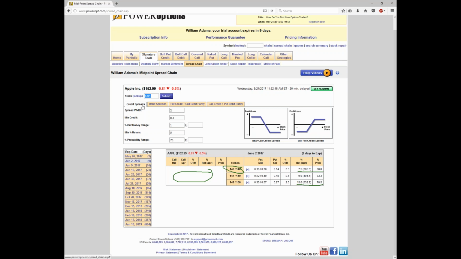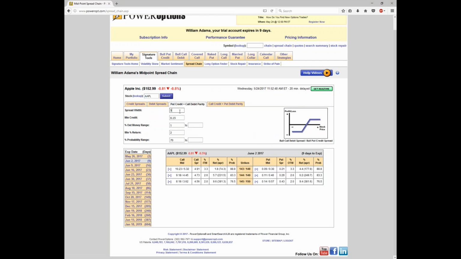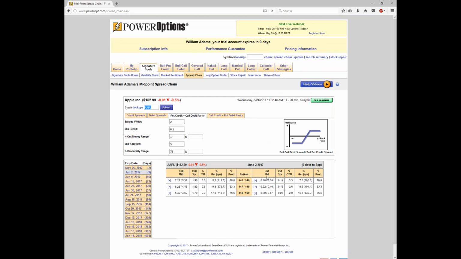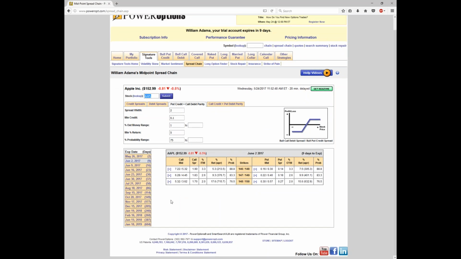So rather than look at the straight credit spread view, what I probably want to take a look at is the put credit and call debit parity and change my values to match what we wanted to see again. I wanted the 10 cents, minimum return of 5%, and that minimum 75% probability. And again, we're sticking with June 9th. So why would I want to see this view? And it's because this gives me a parity view.